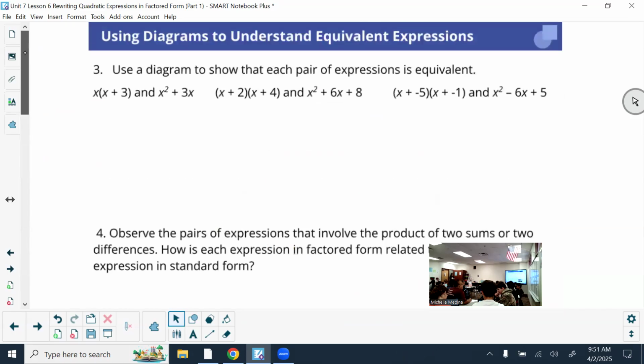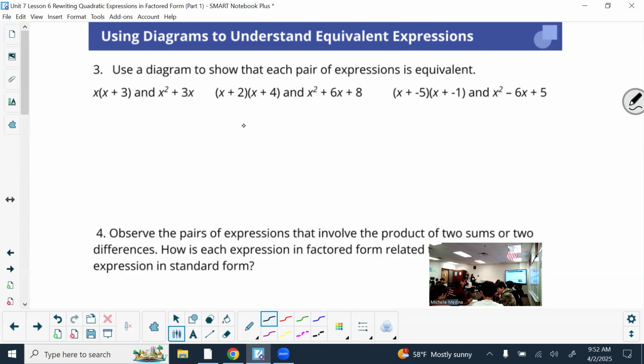But you have some other problems that they want you to show diagrams for to prove that they're equivalent. That's really similar to what you're going to see on your final too. I believe that's word for word a question on the constructed response part of your final this semester. So when they say use a diagram, they mean use the area model that we've been doing. So however you want to do it, set it up. I'll let you remember how to set that one up.